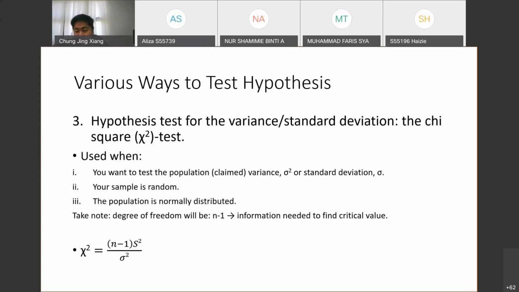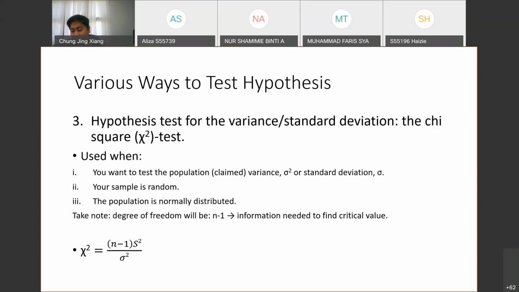The next commonly used test is a test for variance or standard deviation. We call it the chi-square test. So this is when we want to test variance or standard deviation. Again, your sample has to be random. Why does it need to be random? If you don't remember, please refer back to the slide in the previous lecture. The third criterion is that your population has to be normally distributed.